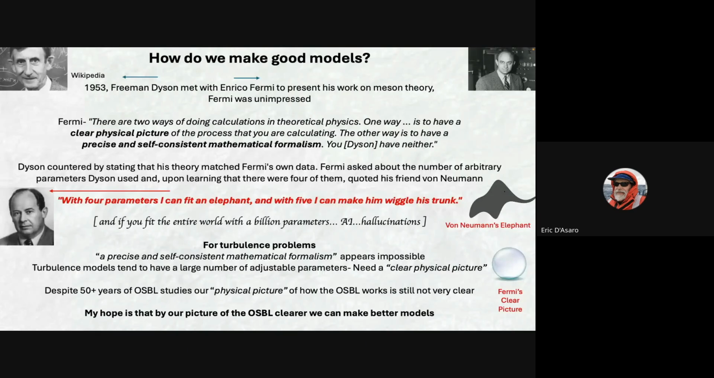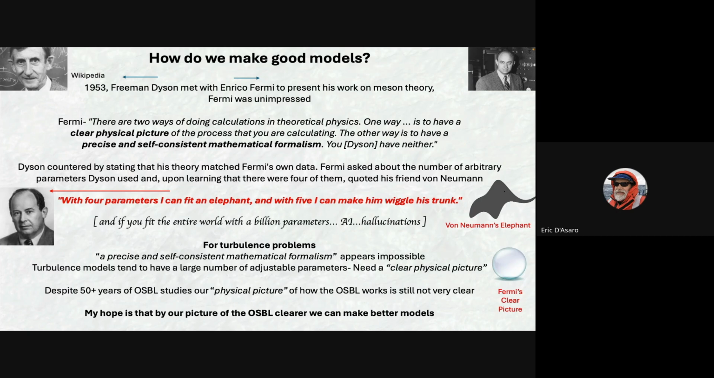Fermi says, there are two ways to do calculations in theoretical physics. One way is to have a clear physical picture of the process you're calculating. The other way is to have a precise and self-consistent mathematical formulation. You, Dyson, have neither. Okay, so he wasn't being nice, but he might have been right. Dyson said, well, my theory matches your data. And Fermi says, well, how many arbitrary parameters do you have? And there were 4 of them.